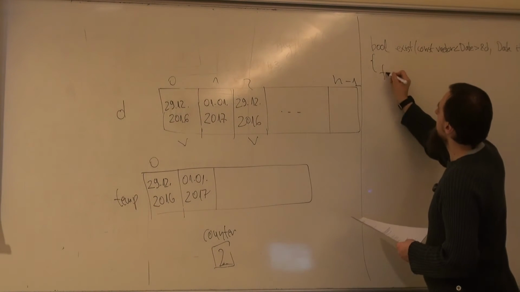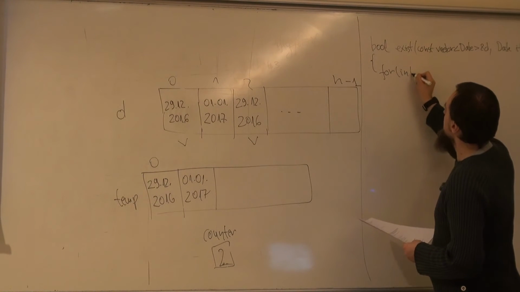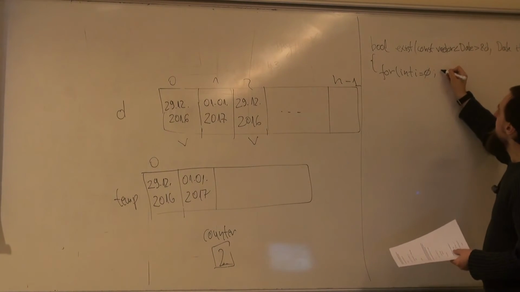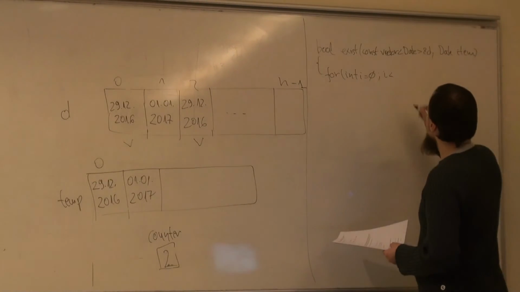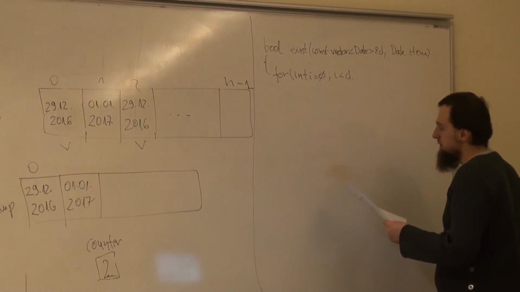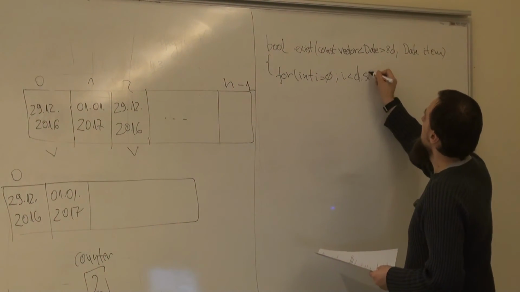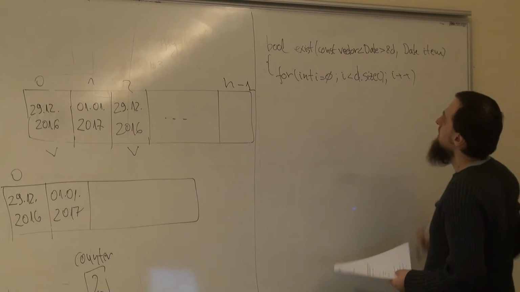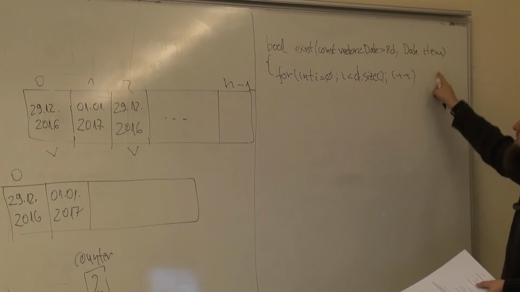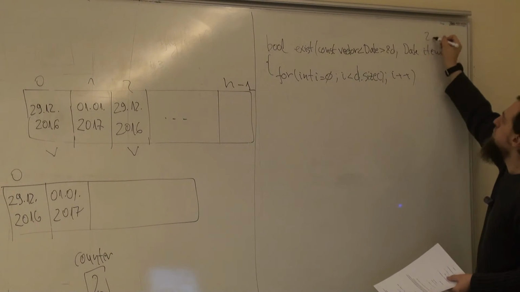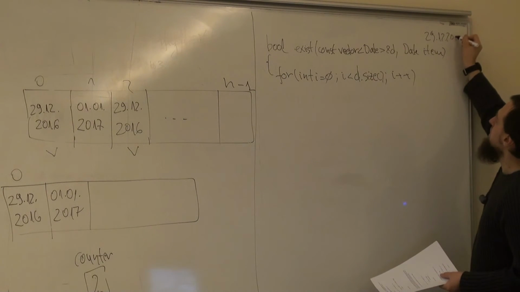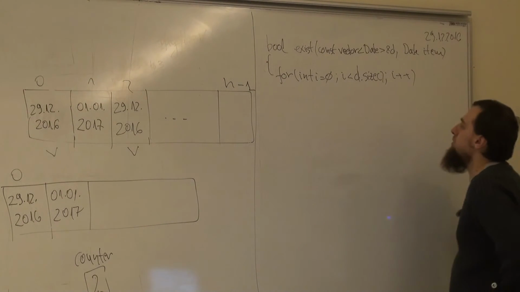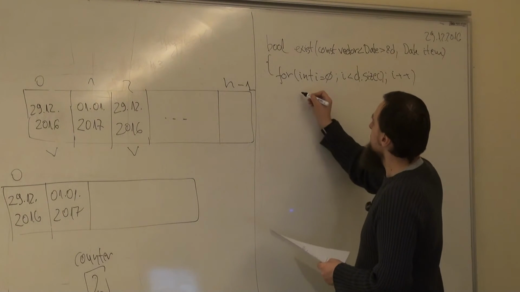So, I'll start with this for loop. Integer i is equal to 0. I start from the 0th element. i is smaller than d.size(). I go up until the end of the vector. i plus plus. Now what should I do? I should check whether this date, for instance, this might be 29th of December 2016, appears in the vector. And how do I check that? Very easily.